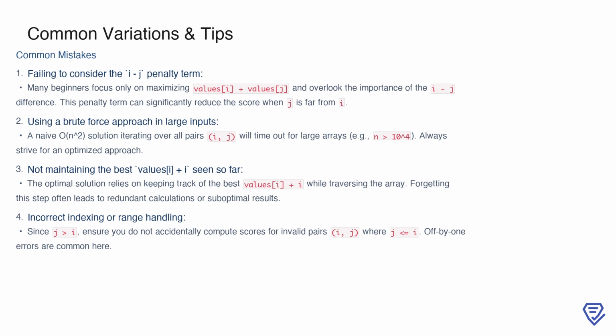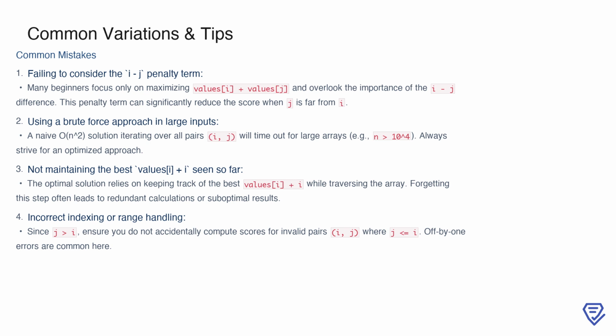Another frequent mistake is resorting to a brute force approach. While iterating over all pairs (i, j) might seem intuitive, this naive O(n^2) solution becomes impractical for large arrays, such as when n exceeds 10,000. To solve this problem efficiently, you need to optimize beyond brute force.